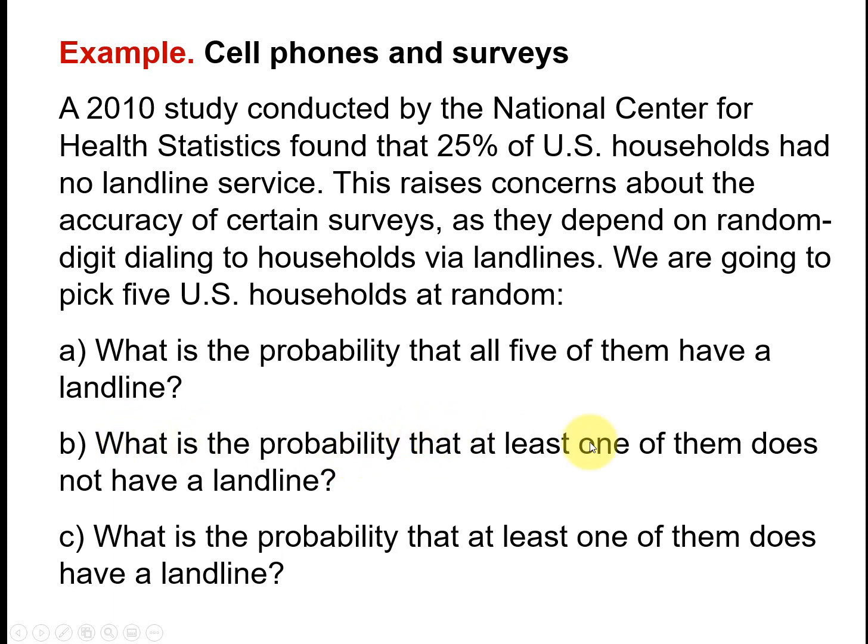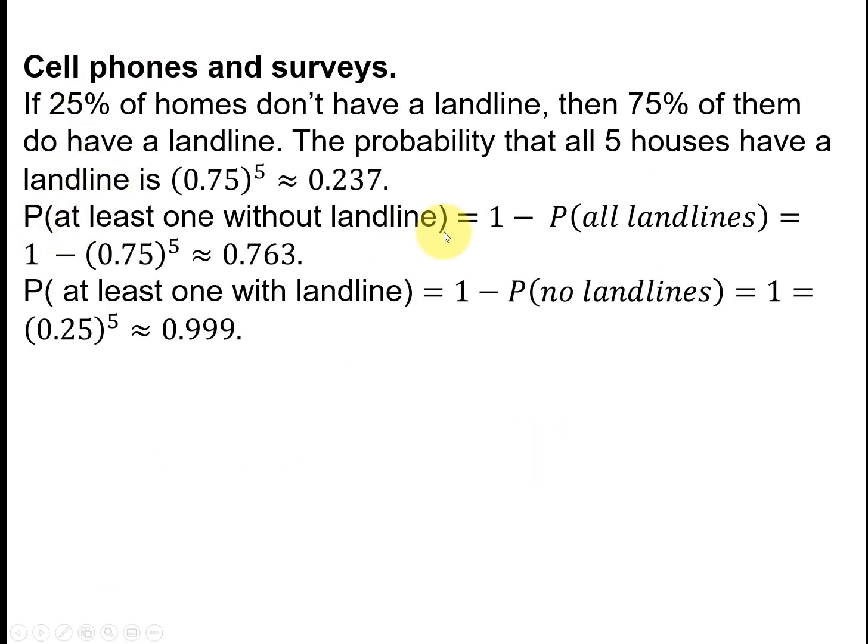The second question: what is the probability that at least one of them does not have a landline? Well, we would want to find the probability that all of them have a landline, and 1 minus that is right here. 1 minus 0.75 raised to the 5th power equals 0.763.